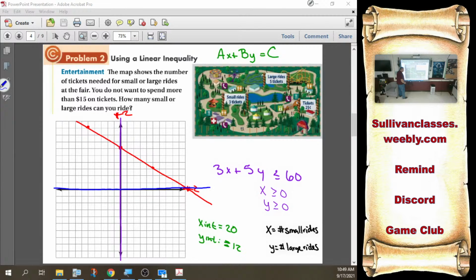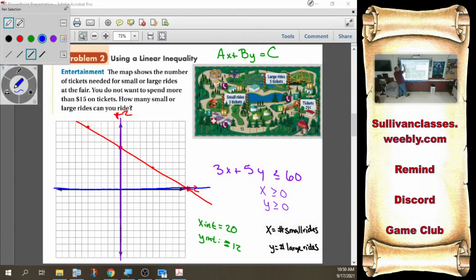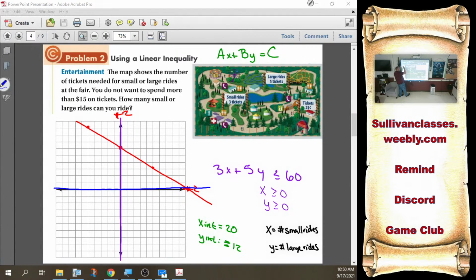But how do I know what the right area is without, like, right now I only got 3 of them. What happens when I have 4, 5, 6 of these on the same graph? I always did mine with little bitty arrows, meaning y is greater than this line. X is greater than this line.